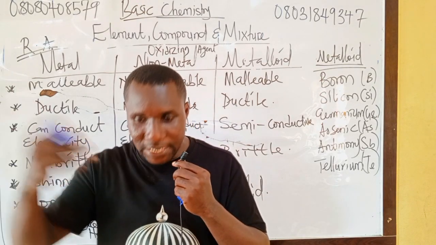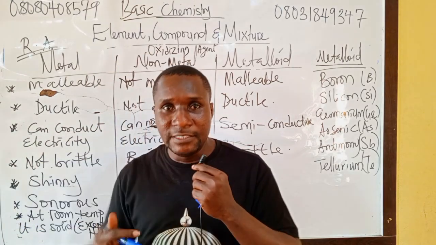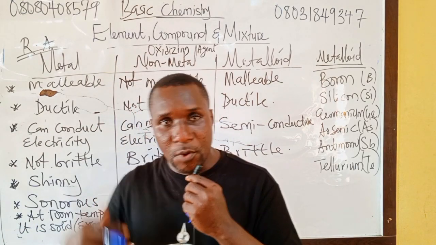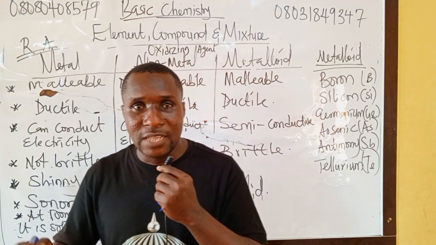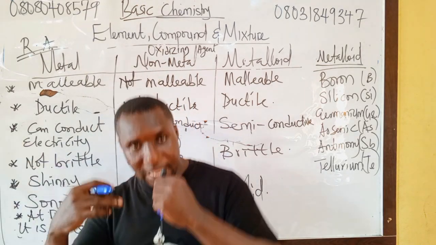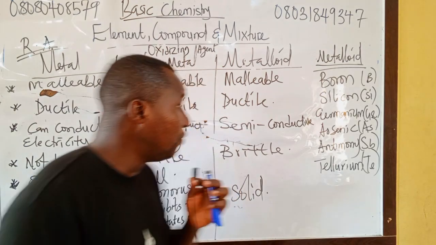Metal is a reducing agent. A reducing agent loses electrons. An oxidizing agent gains electrons. Metals are good examples of reducing agents; they can lose electrons. Non-metals are good examples of oxidizing agents; they can gain electrons. Hope you understand that. Please let us move further.